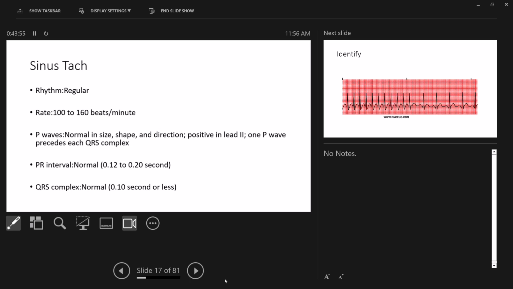Anything over 140 is considered SVT. You will see different numbers in different textbooks, but just for consistency in here, anything greater than 140 is considered an SVT. It's coming from above the ventricles because we're going to see a narrow QRS, but we can't call it a sinus tach because it's just too fast.